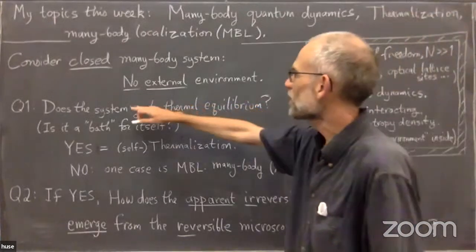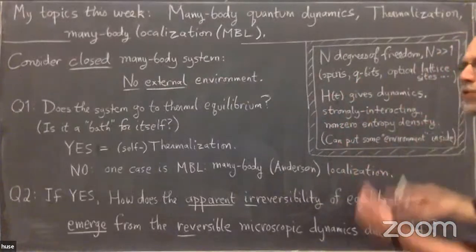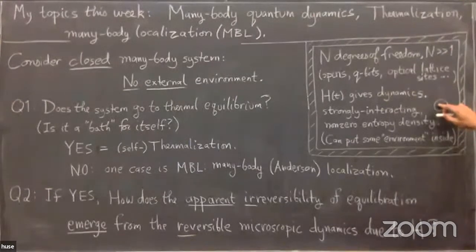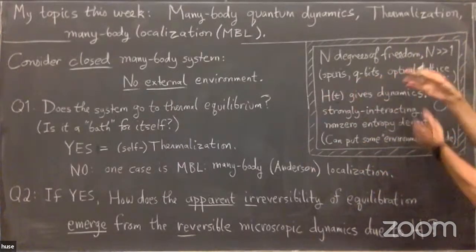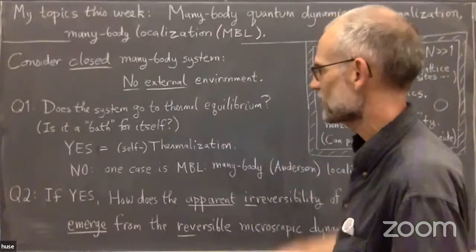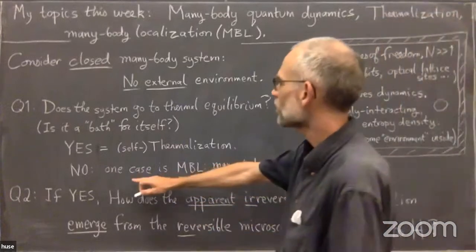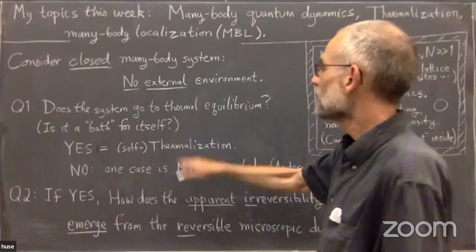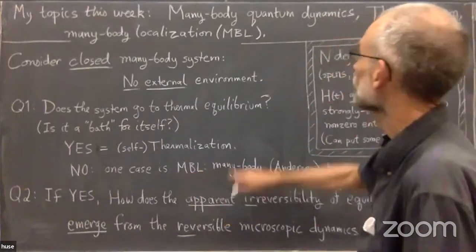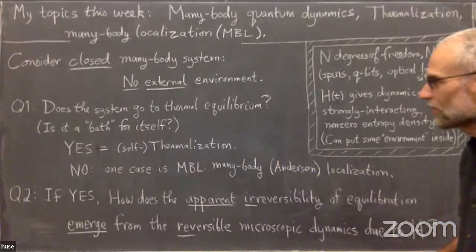Another way of putting this question is, if there's no external environment which brings it to equilibrium, can it do the job for itself? Can it be a bath for itself? Or can each small part of the system see the rest of the system as an environment, and that brings it to equilibrium? If the answer to this question is yes, that's what we call thermalization. And if the answer is no, which is the case for a number of interesting systems, one case where the system fails to be a bath for itself, even though it's interacting and there's no obvious reason for it not to be, is many-body localization, which we abbreviate MBL, which is the strongly interacting high-temperature version of Anderson localization.